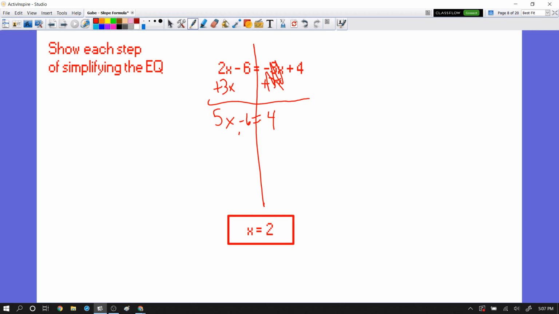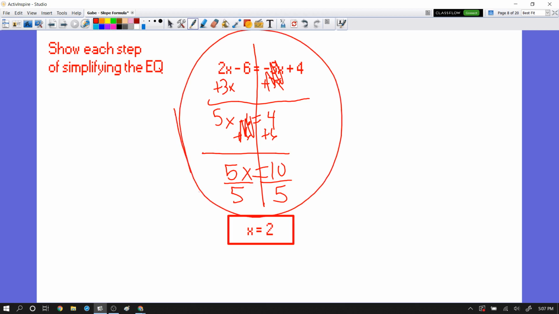Now get the variable by itself. We see -6, so we do +6. Working backwards, that's why we're doing the opposite of everything. We see times 5, 5 times x, so we're going to work backwards, figured out, okay, before we did that, what was it? 10 divided by 5 is 2. These are the steps that must be there.